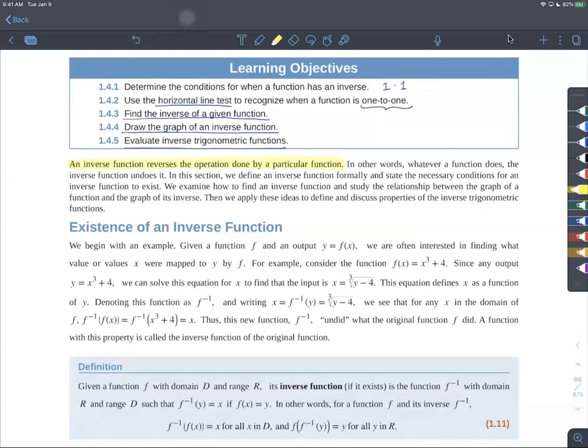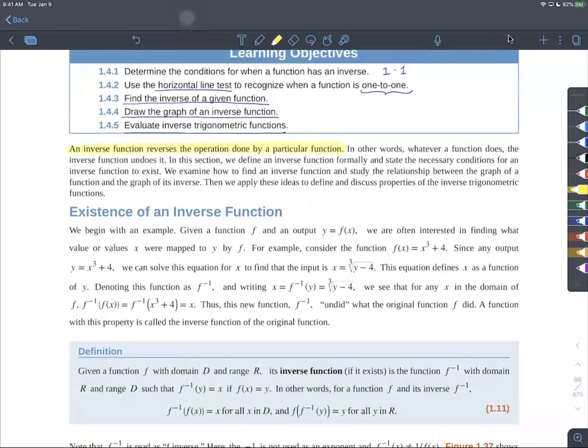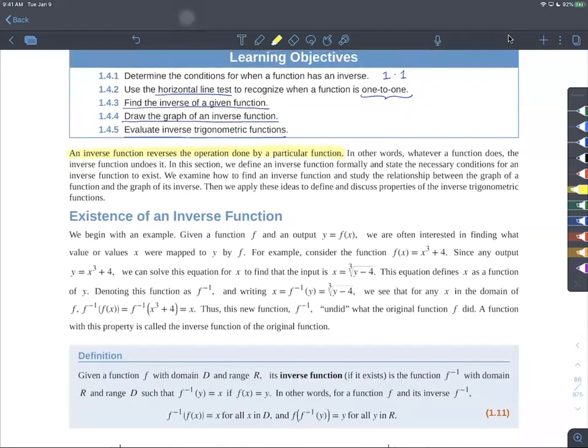In this section, we define an inverse function formally and state the necessary conditions for an inverse function to exist. We examine how to find an inverse function and study the relationship between the graph of a function and the graph of its inverse. Then we apply the ideas to define and discuss properties of the inverse trigonometric functions. So that's basically just restating the learning objectives. So let's start with the existence of an inverse function. We begin with an example.